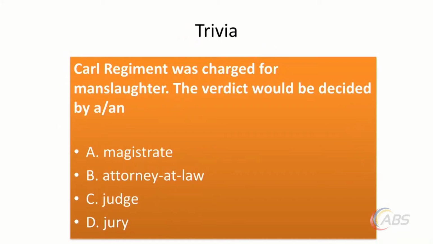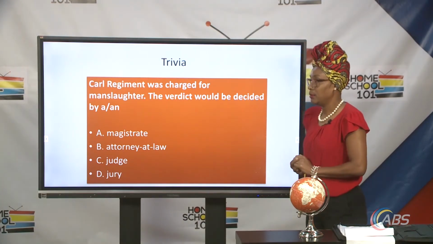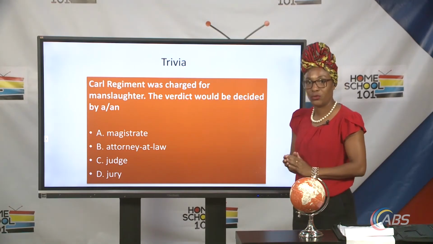Carl Regiment was charged for manslaughter. The verdict would be decided by a or an: A, magistrate, B, attorney at law, C, judge, or D, jury. Take a second to look over your answer, and then we go to the answer. Of course, if you say D, jury, you are correct.